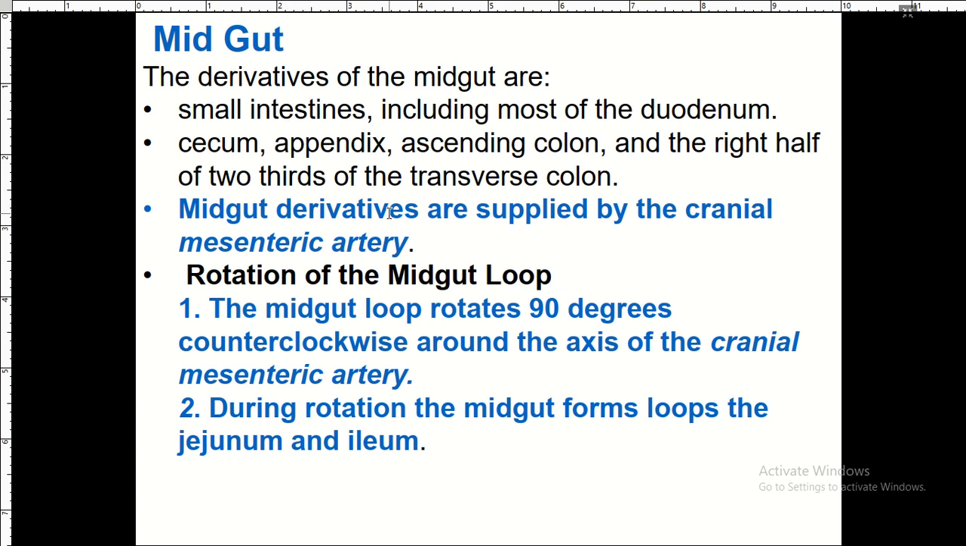What supplies the midgut? We said it is the superior mesenteric artery, which can also be called the cranial mesenteric artery. Superior mesenteric artery is the same.